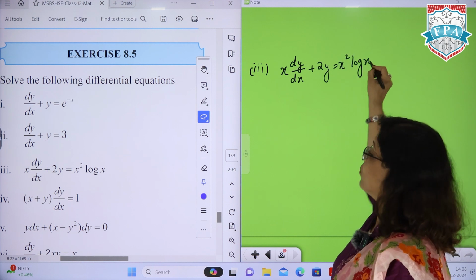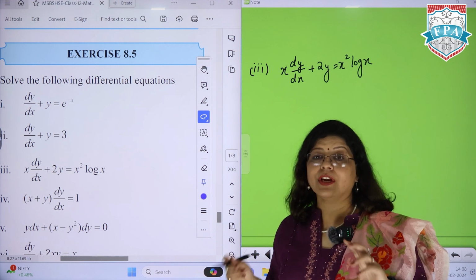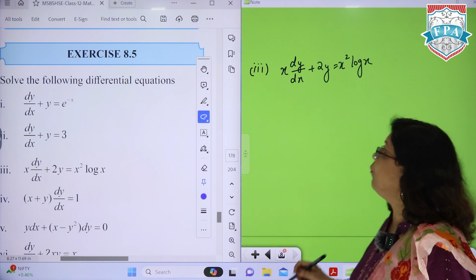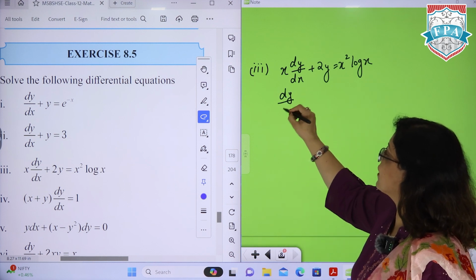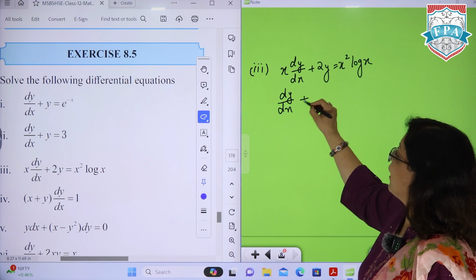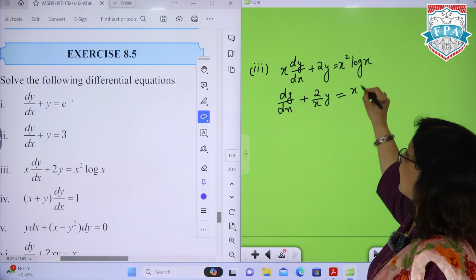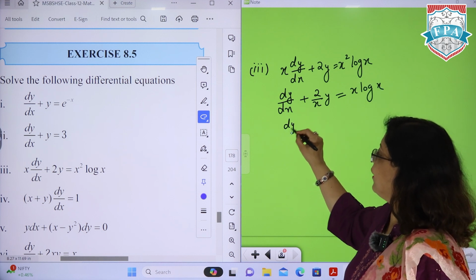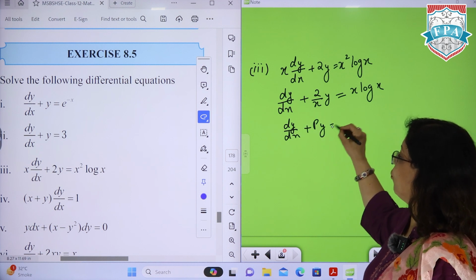Now why have I chosen this question? Because in this, the question is already not given in the format. You have to come to the format over here. So how will we do this? Divide everything by x. So we'll get dy by dx plus 2 by x y is equal to x log x. Now this is of the format dy by dx plus py is equal to q.